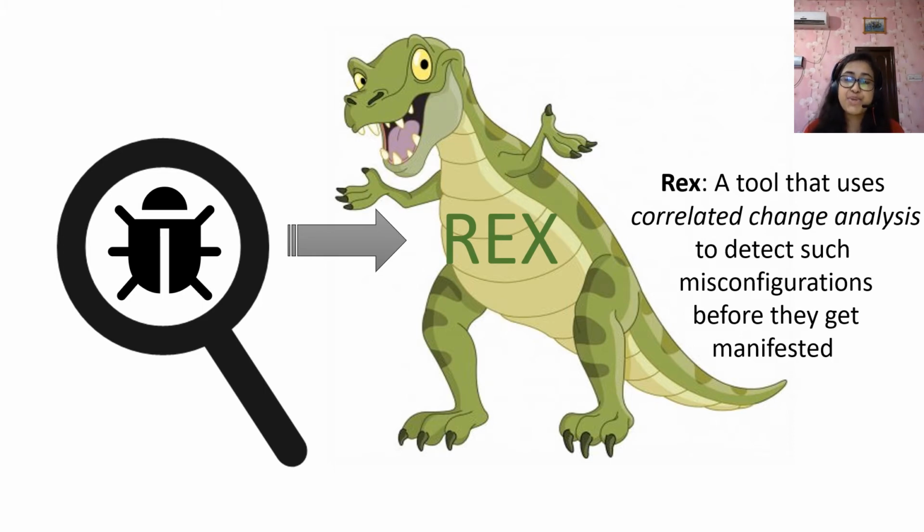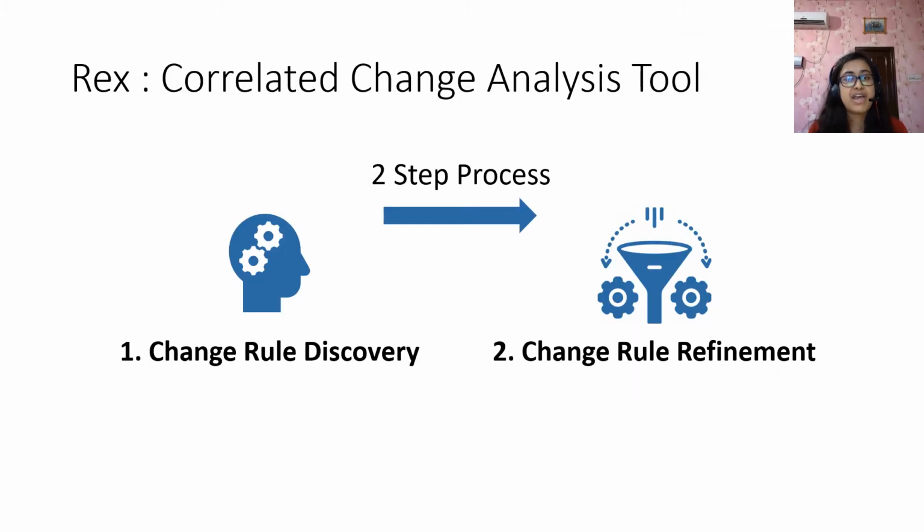So this work has been accepted and presented at NSDI 2020, and I'll be talking about it in detail in the upcoming slides. As I said, REX is a correlated change analysis tool, and it's a two-step process. First is change rule discovery, followed by change rule refinement. Let me start with change rule discovery first.